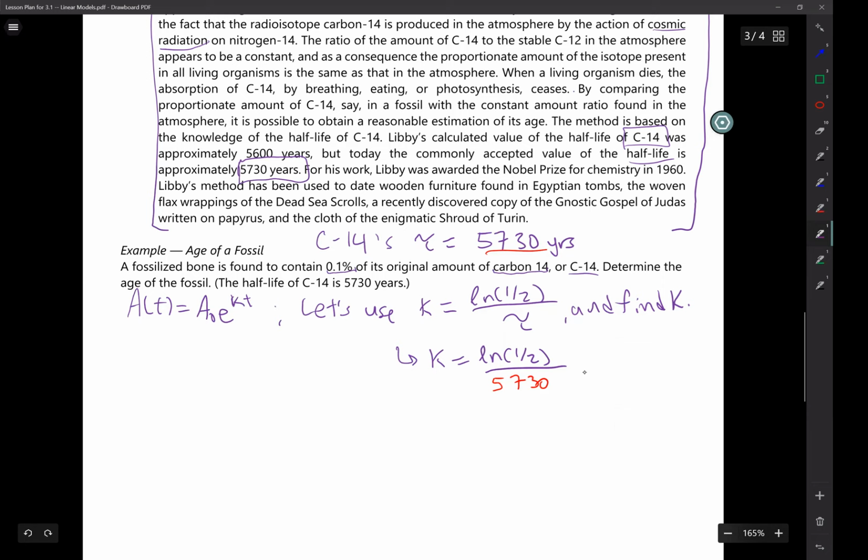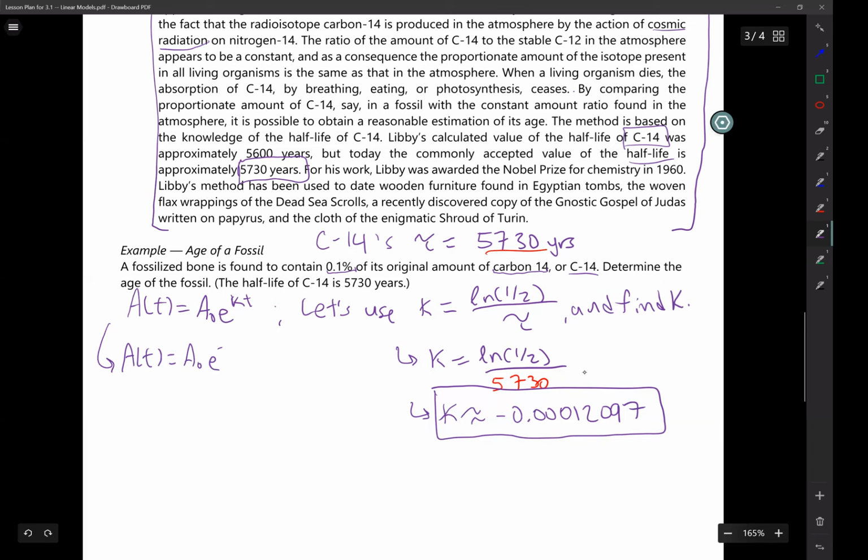Let's see, I did it earlier. Where is it? Negative 0.00012097. Okay, so that's helpful because now I know the model here is going to be A of t is equal to A naught e to the negative 0.00012097t. And that's a t.